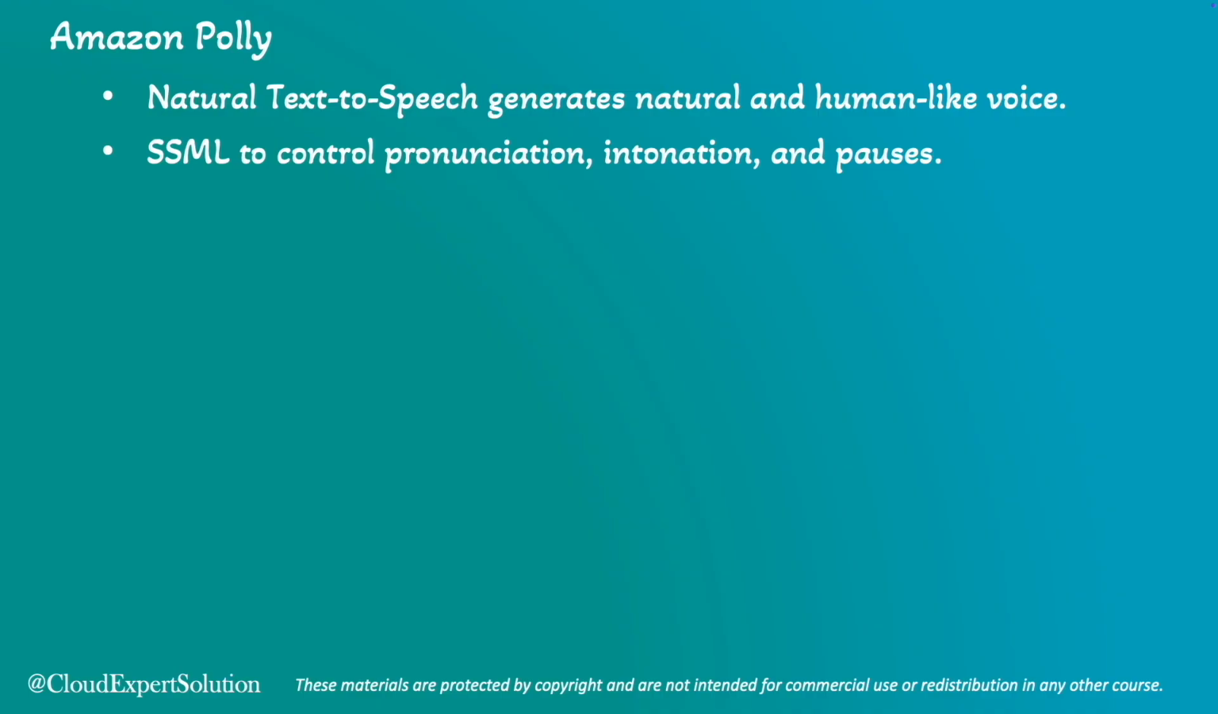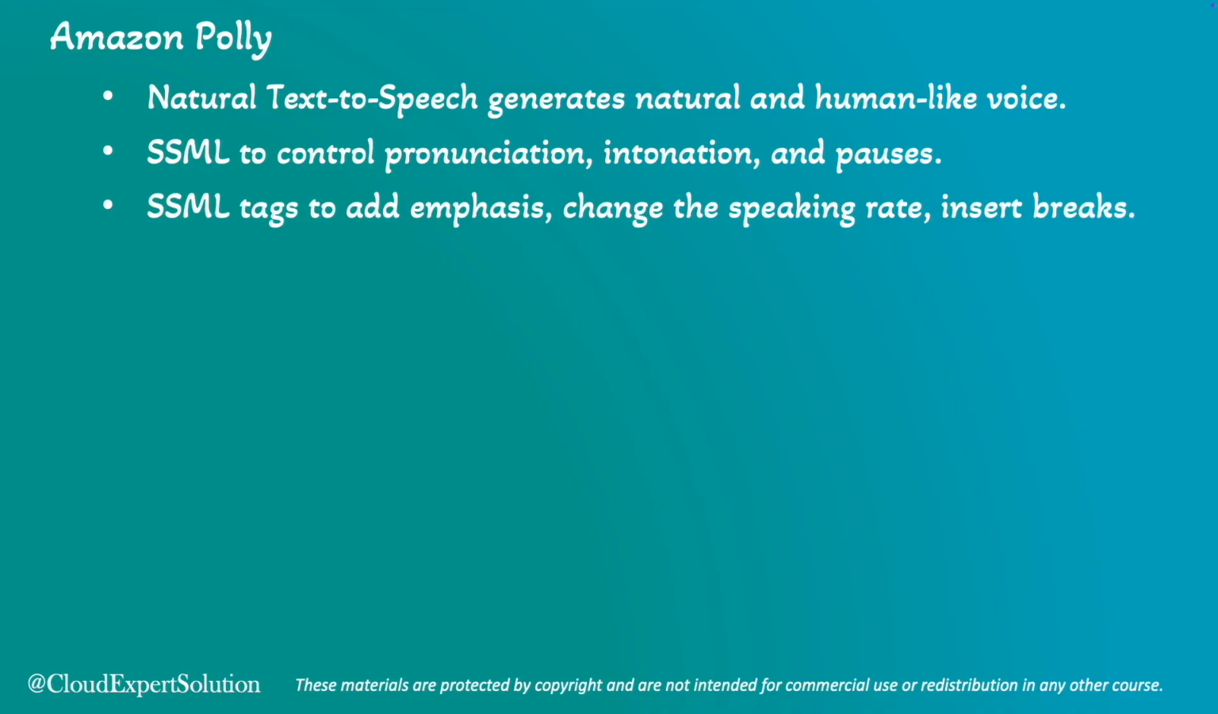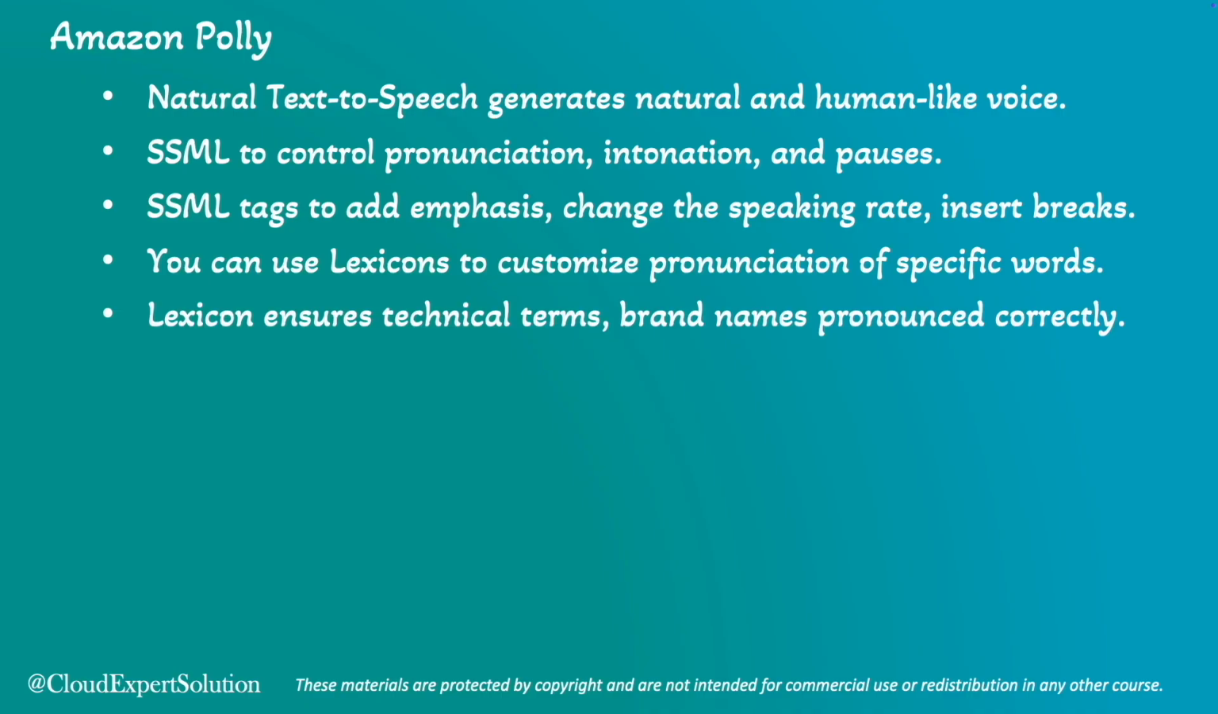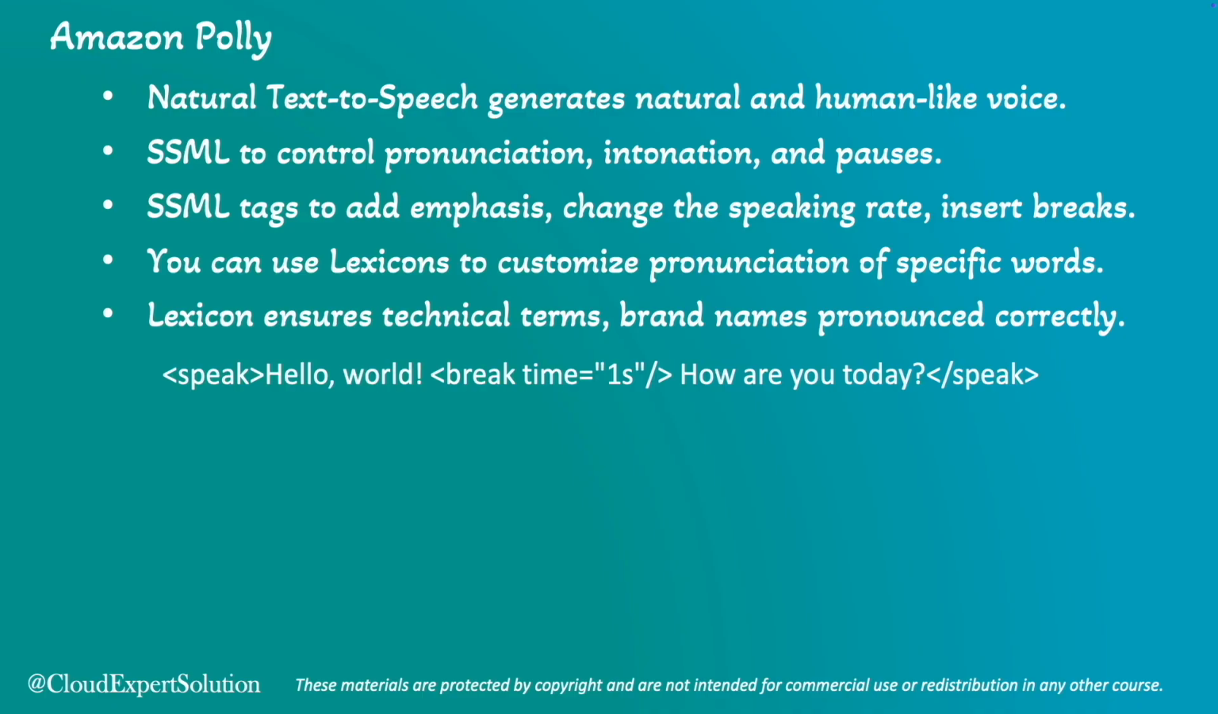You can use SSML, or Speech Synthesis Markup Language, to control various aspects of the speech, such as pronunciation, intonation, or even pauses. You can use SSML tags to add emphasis, change the speaking rate, and even insert breaks between sentences or even paragraphs. You can also use Lexicon, which enables you to customize pronunciation of specific words. These are very useful to ensure that brand names, technical terms, or other unique words are pronounced correctly by Amazon Polly.